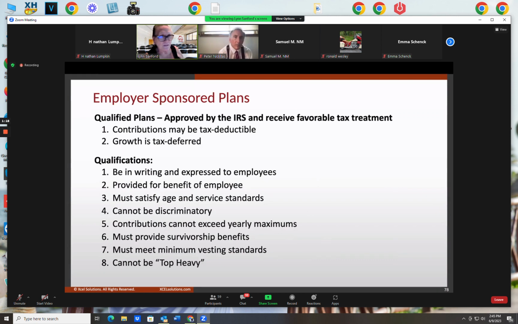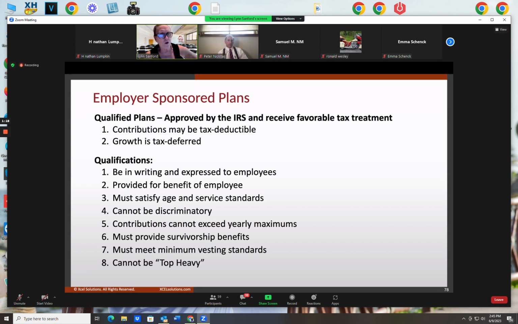Qualified plans are approved by the IRS and receive favorable tax treatment. Contributions may be tax deductible or will go in on a pre-tax basis, one or the other. And once they're in there, they will definitely grow on a tax-deferred basis.